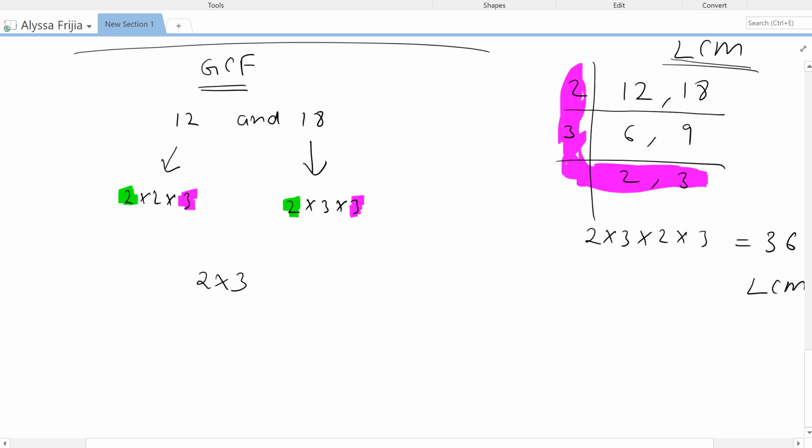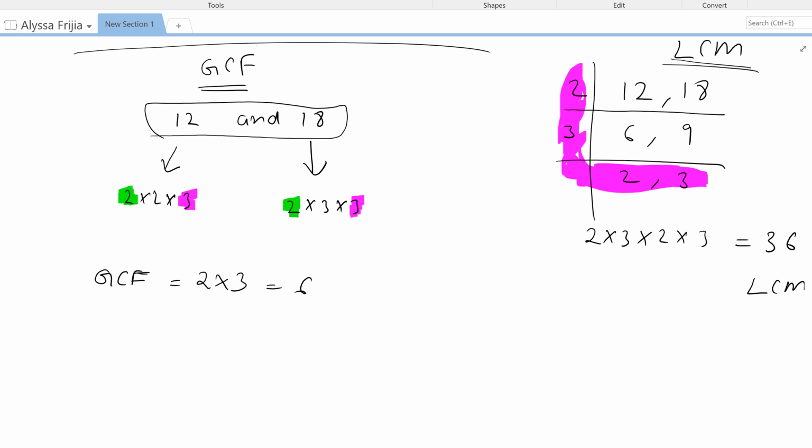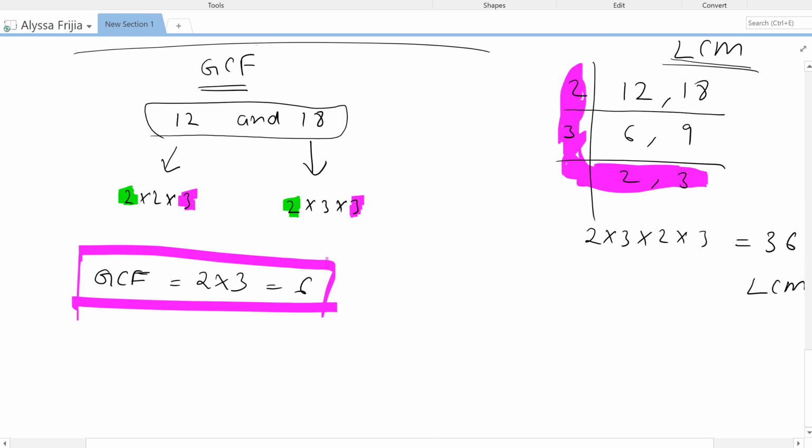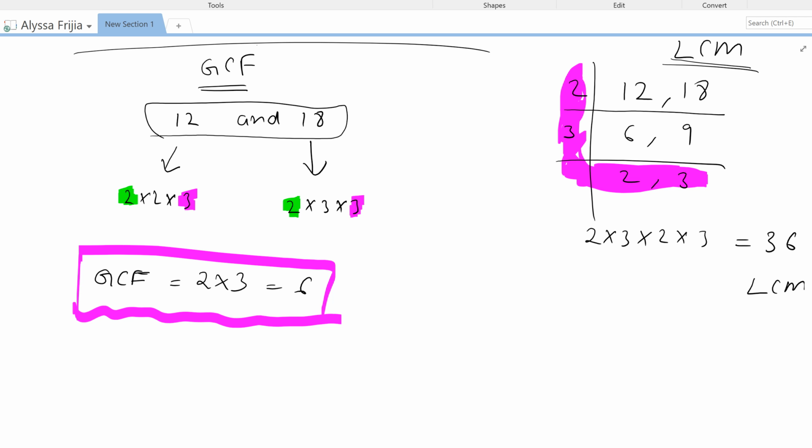So the common factors, you write them out once, and the multiplication of them is going to be the GCF, greatest common factor of 12 and 18. So your answer is 6. Make sense to you? Good. Alright, Alyssa, that is that. And so we understand the LCM and GCF. Let's do a couple questions in the same context.